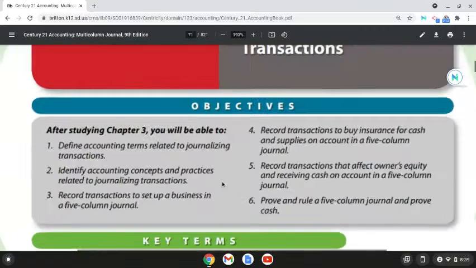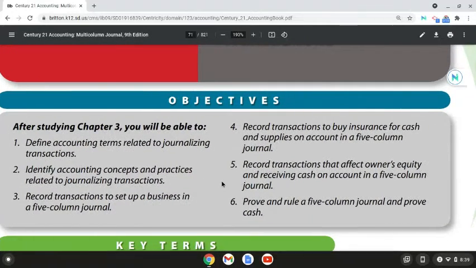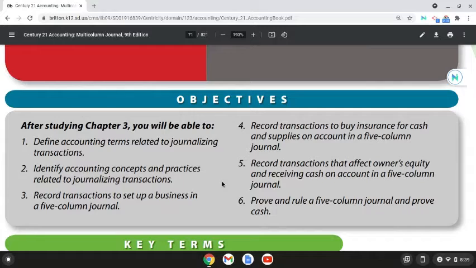In addition to that, we'll also be learning about how to define accounting terms related to journalizing transactions, identify accounting concepts and practices related to journalizing transactions, record transactions to set up a business in a 5-column journal, record transactions to buy insurance for cash and supplies on account in a 5-column journal, record transactions that affect owner's equity and receiving cash on account in a 5-column journal, proving and ruling a 5-column journal, and proving cash as well.